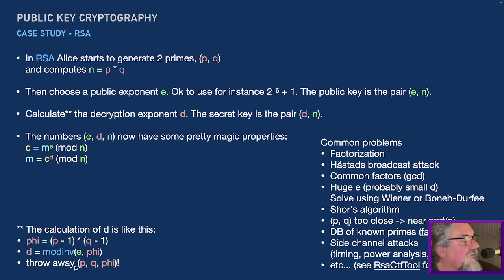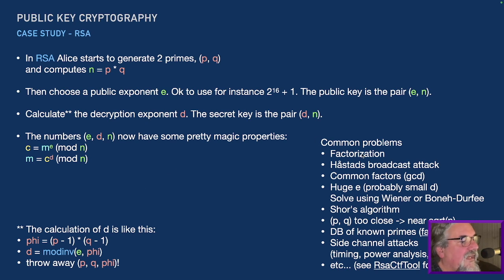Now, this is very important: after you are done calculating D, you should throw away P, Q and phi, because if the attacker knows P or Q or phi, it's completely broken. If the attacker knows P, well, the attacker already knows N. If they also know P, they can calculate Q by just taking N divided by P. And if they know both P and Q, they can calculate phi, just taking P minus 1 times Q minus 1. And if they have phi, they can calculate D, and they know everything. They know the secret key. Same with Q, and of course if they know phi, it's also broken. That's why you should throw it away. So only keep one thing, only keep D. That must never get out.